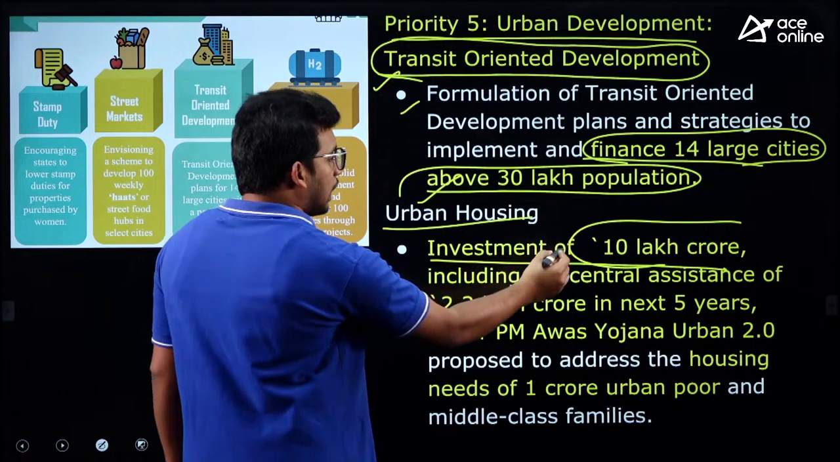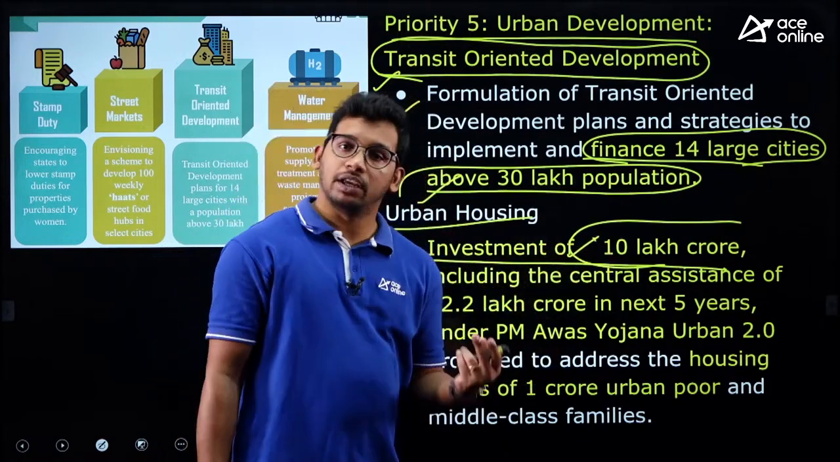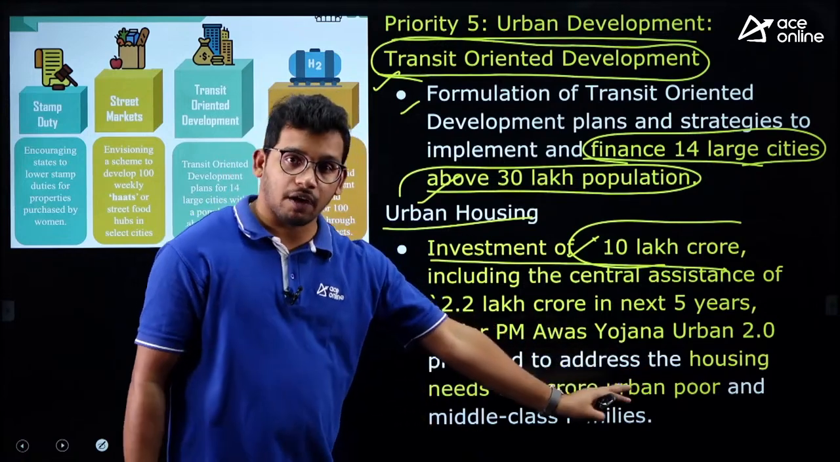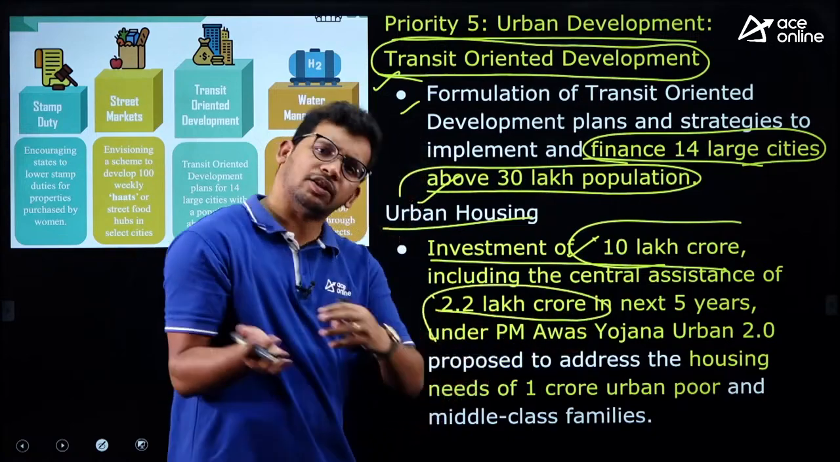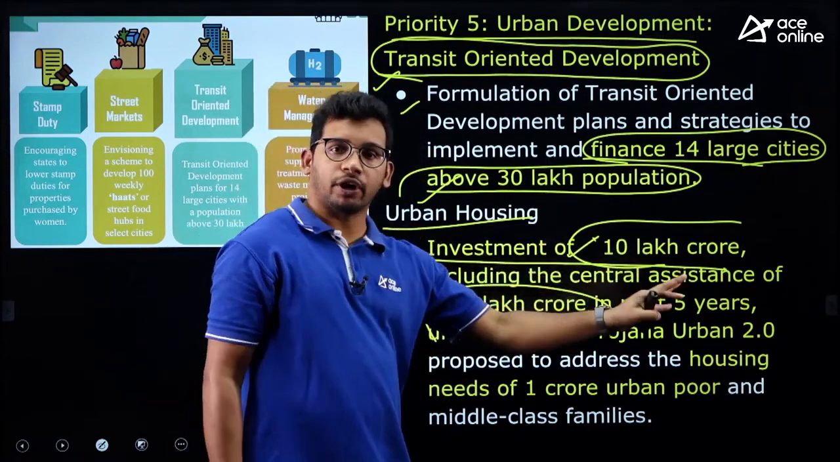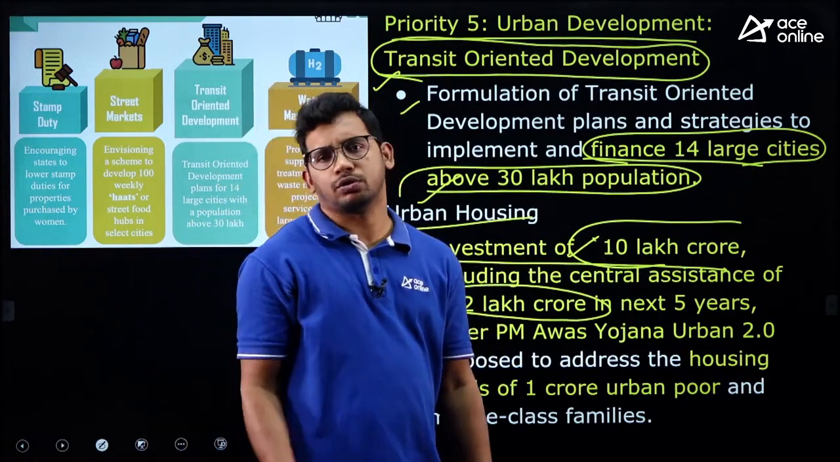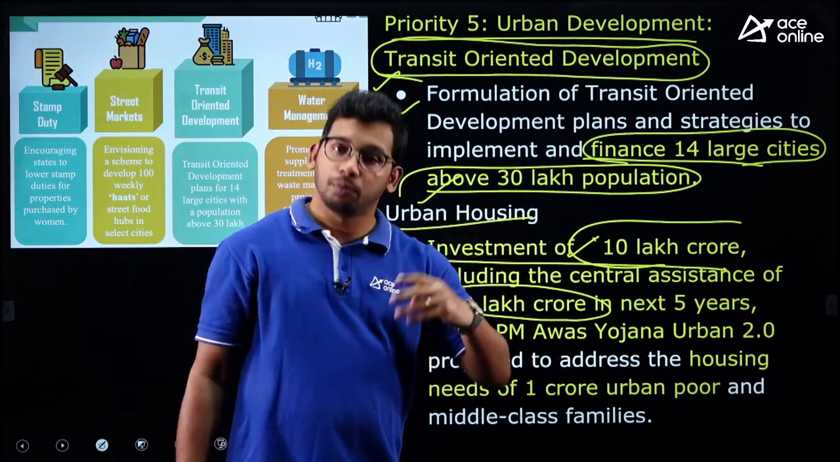Under this, 10 lakh crore will be given as funds. 10 lakh crore fund is going to be given under Pradhan Mantri Awas Yojana. Under the 10 lakh crore, 2.2 lakh crore will be exclusively given by the central government itself. The rest, 7.8, is up to the states as well as private organizations to give loans and all those things. So 10 lakh crores they are going to spend on Pradhan Mantri Awas Yojana to promote housing.